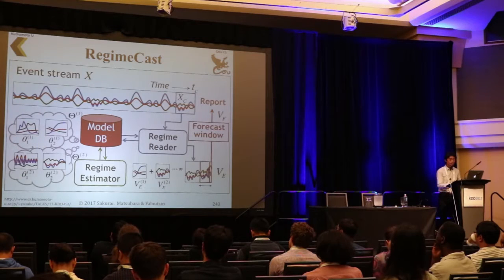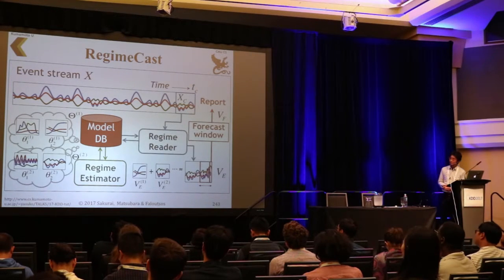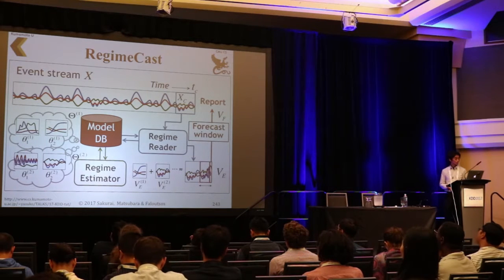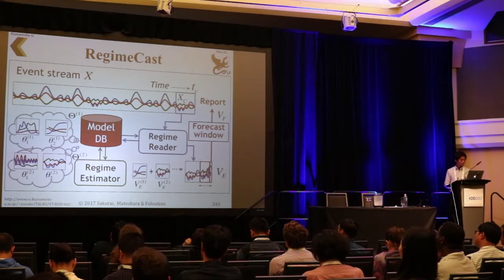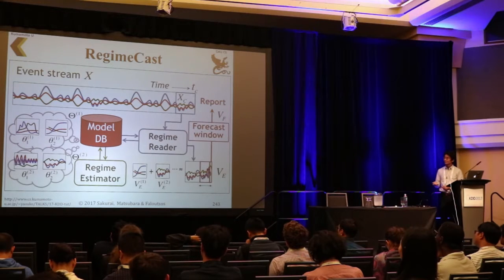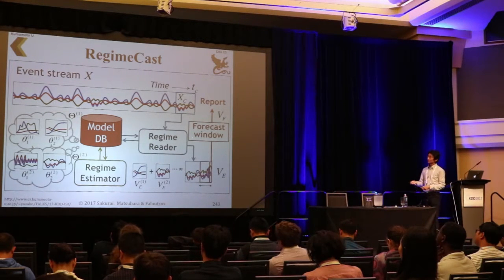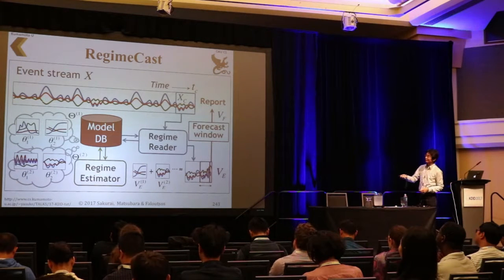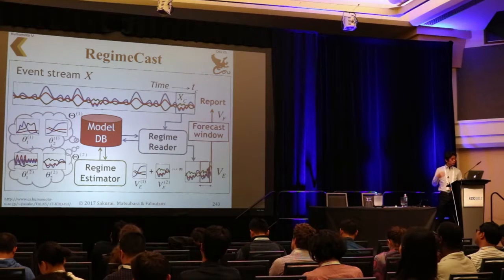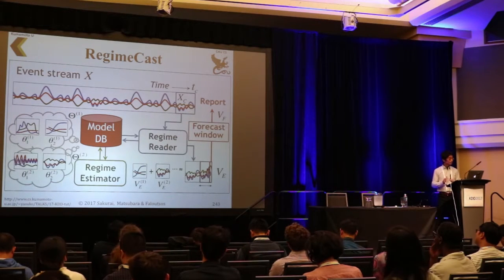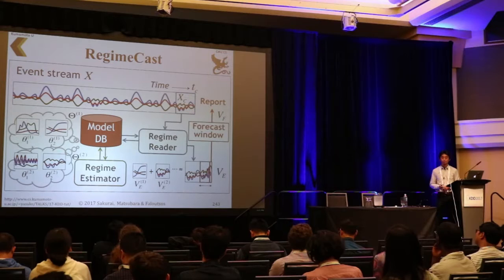And so let me explain by using this figure. This is the structure or architecture of our forecasting system. We receive the data stream X, which consists of many patterns like this, like this, like this. So we create many models according to the patterns.